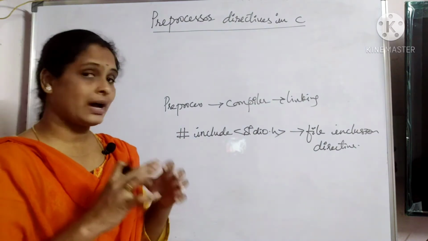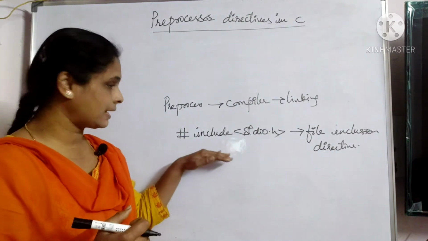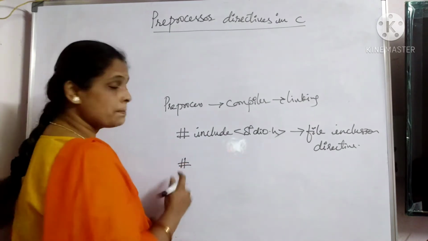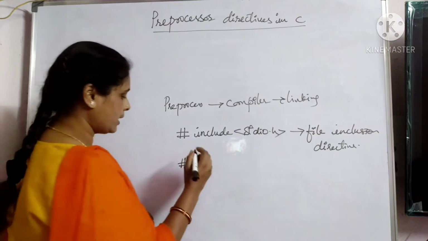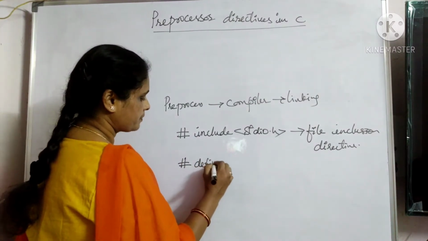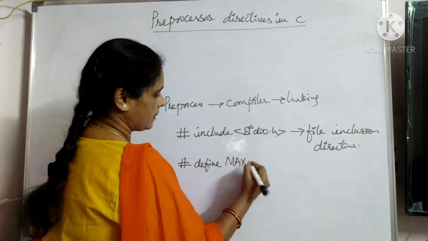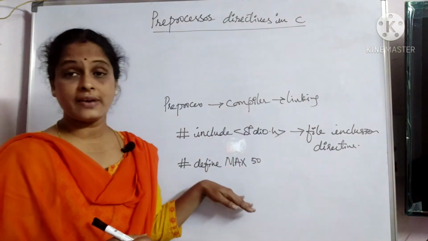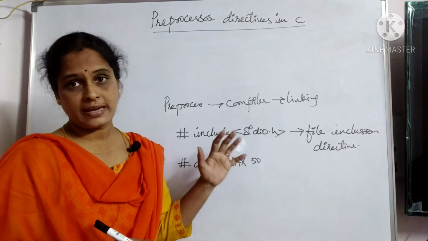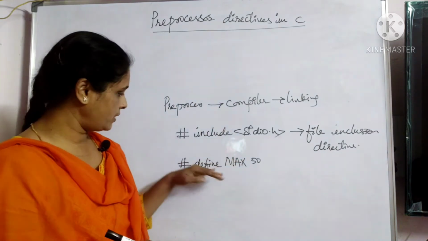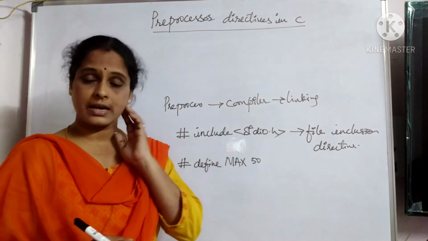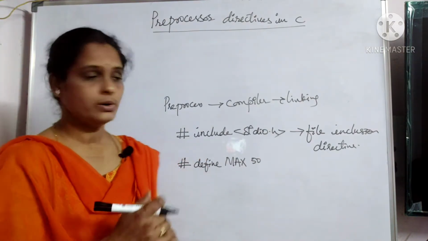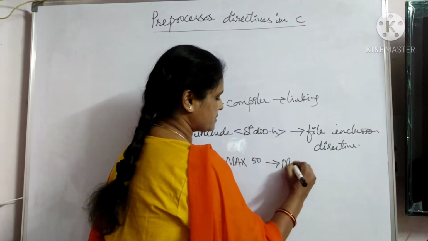Then you have one more type of directive. For example, you have to define a macro, like #define MAX 50. Here what are you doing? You are defining a macro. These types of preprocessor directives are said to be macro substitution directives.